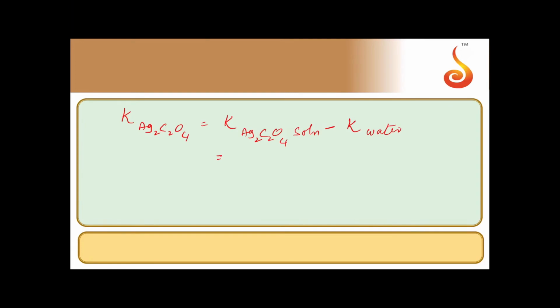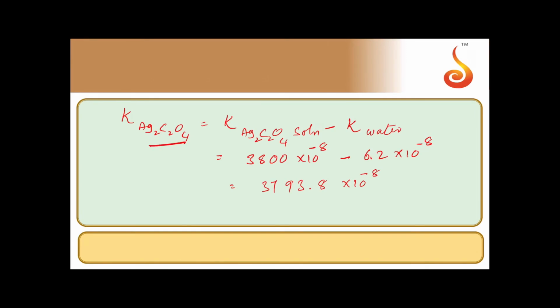If you convert the decimal places, it comes like this: 3800 × 10^-8 minus 6.2 × 10^-8, which comes to 3793.8 × 10^-8. This is the κ value of only silver oxalate.